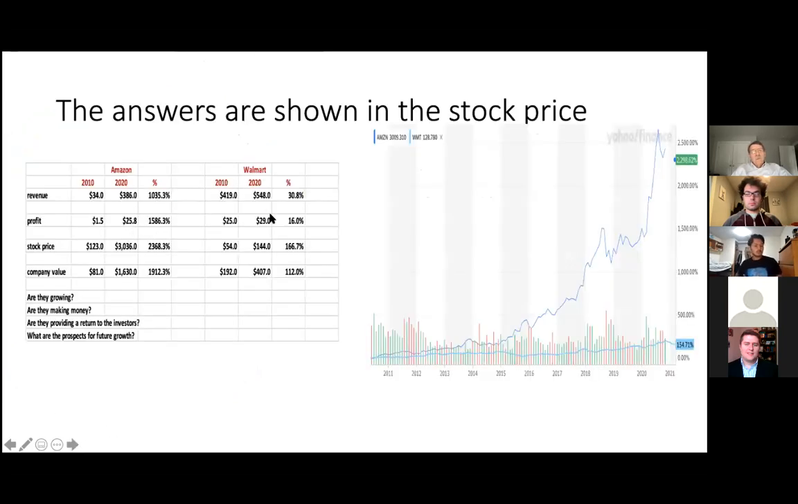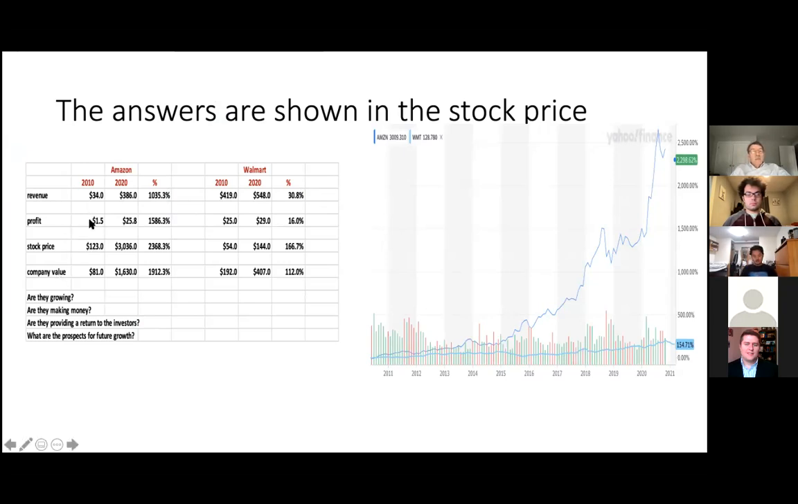So let's look at two companies with roughly similar kinds of business: Amazon and Walmart. In 2010, Amazon had $34 billion in revenue, and Walmart had $400 billion in revenue. Ten years later, Amazon had $386 billion in revenue, and Walmart had $548 billion, still about 50% bigger in terms of revenue than Amazon. Walmart did a good job, growing by 30%. Amazon, over that period of time, grew its revenue by 1,000%. So are they growing?